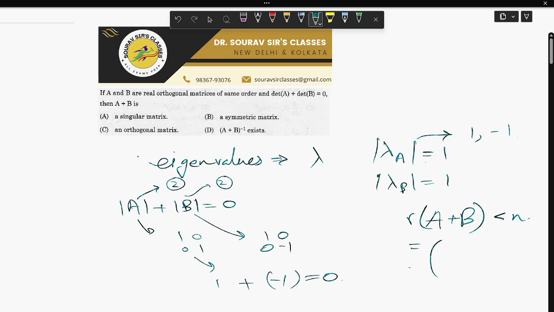Okay, so where A is an n cross n matrix and B is also an n cross n matrix, as the rank is lower than n, so that is what? That will be a singular matrix, because there are some dependent rows here. So option A will be the correct answer of this question, that A plus B will be a singular matrix. Okay, hope you understood, guys.